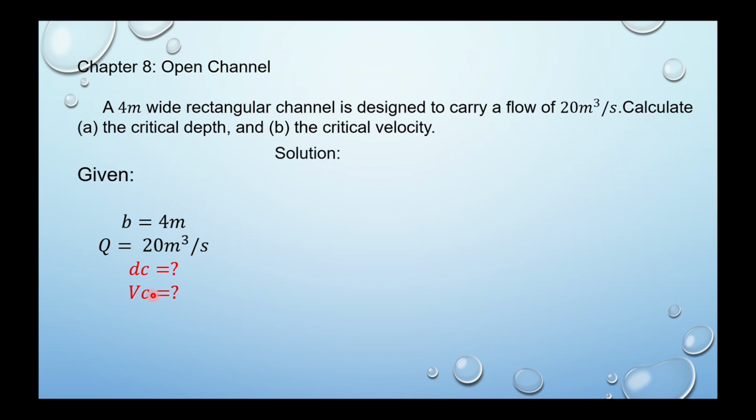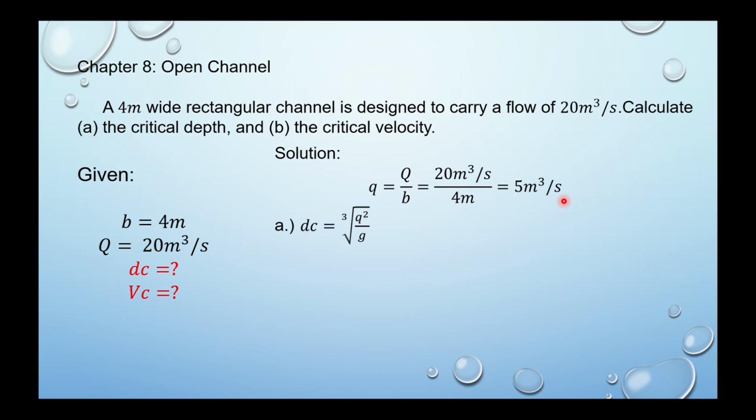So first, we need to find the unit flow. The formula for unit flow is q is equal to Q, which is big Q, over B, is equal to 20 cubic meters per second over 4 meters. Simplify, so our unit flow is equal to 5 cubic meters per second.